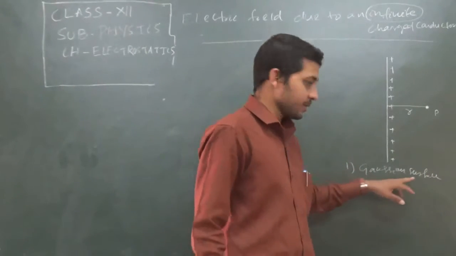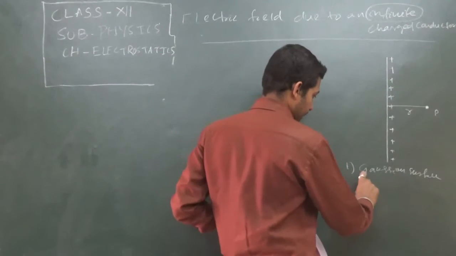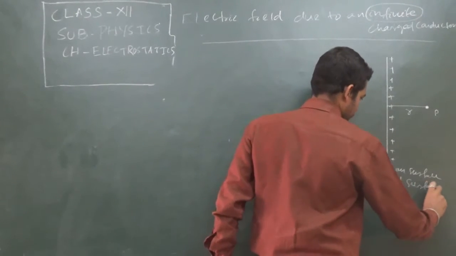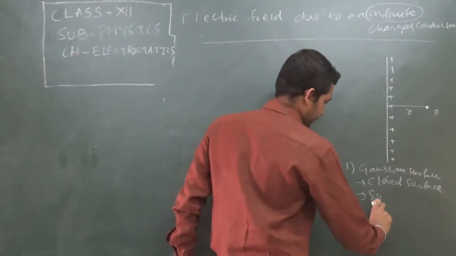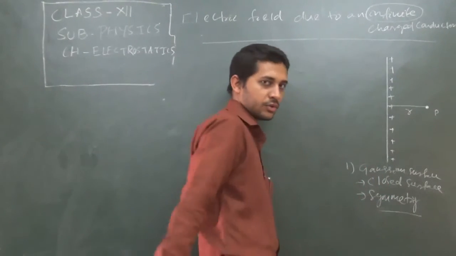So first it will be a Gaussian surface, and under this Gaussian surface we had a particular condition that it must be a closed one. Second one, it must be maintaining symmetry. So we will discuss about this one.